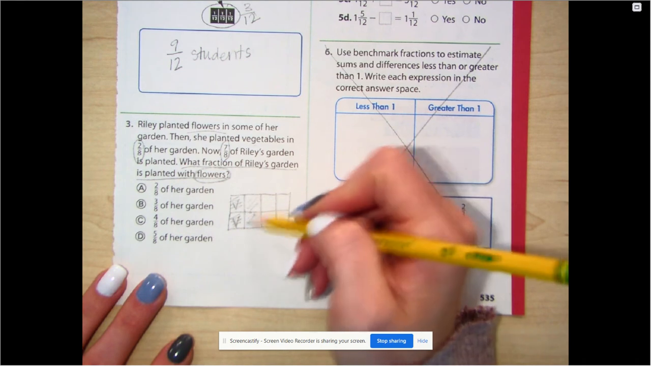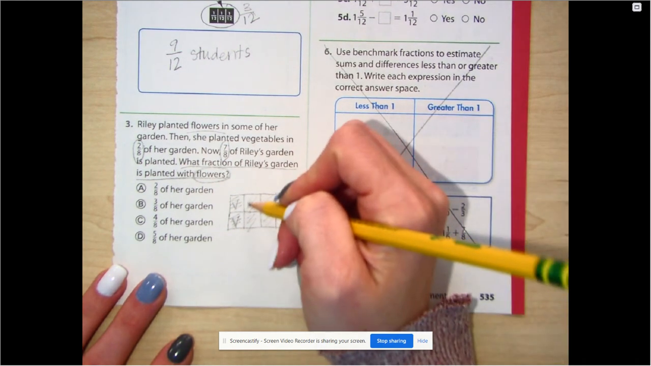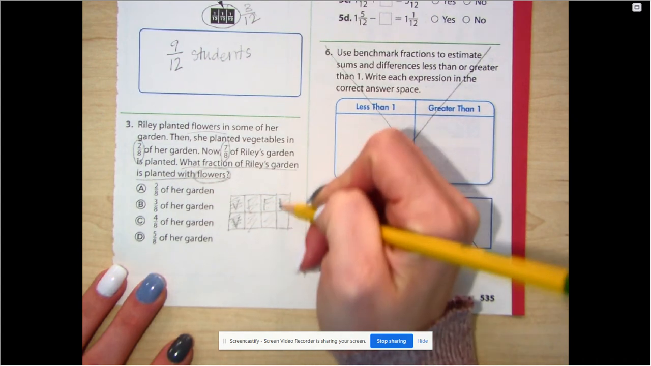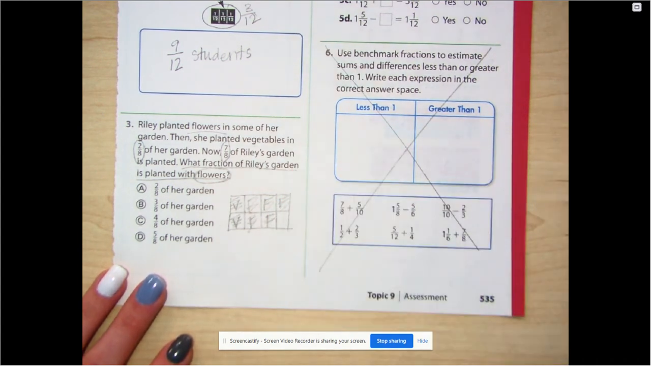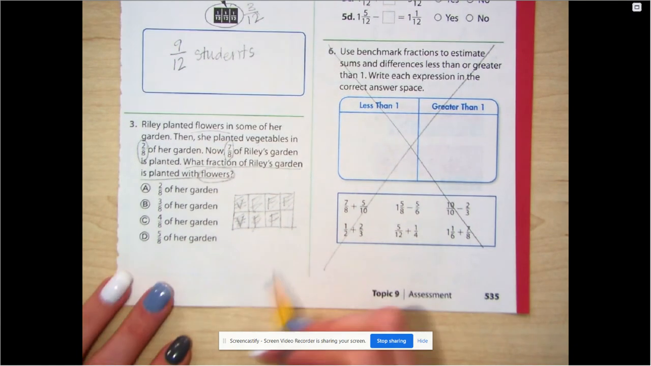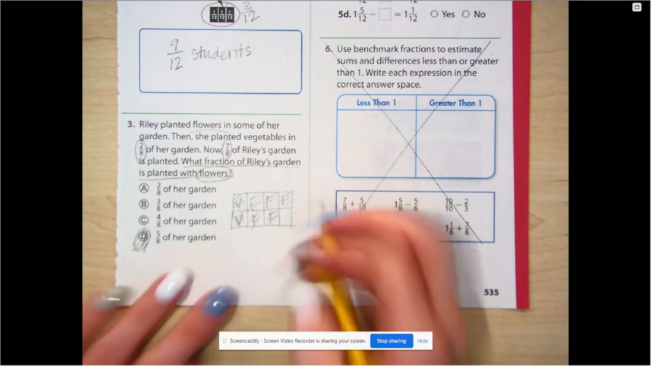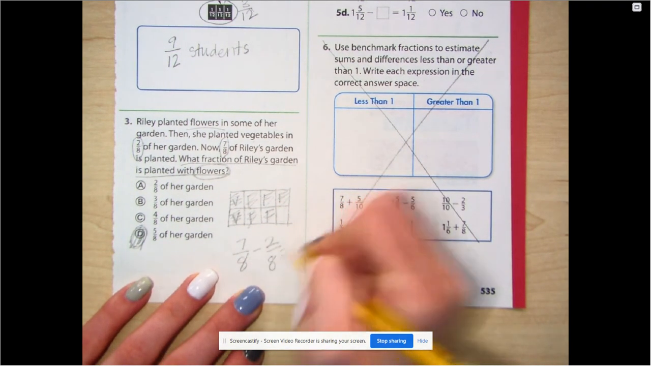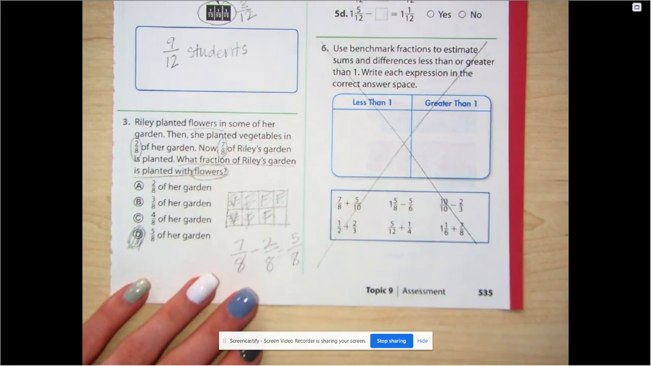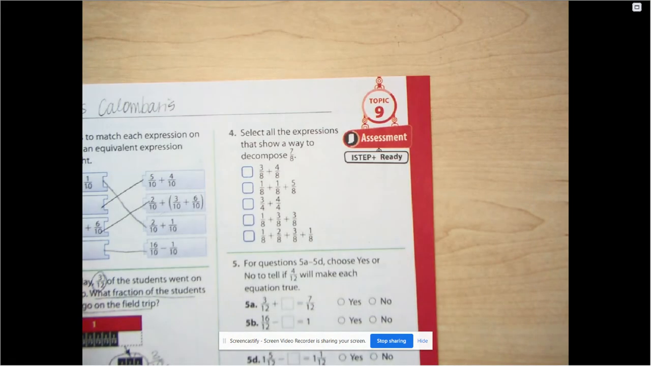So there's 1, 2, 3, 4, 5 of the rest of her flower garden, not including that eighth. So your answer is 5/8. I could have also solved that by doing 7/8, which is my whole, minus what they gave us, and found out that 5/8 is what's left. Okay, let's go on to the next one.